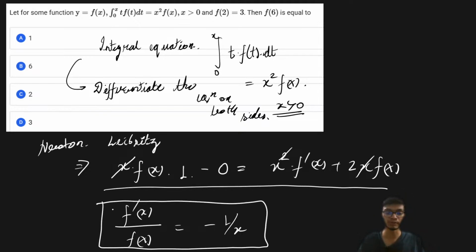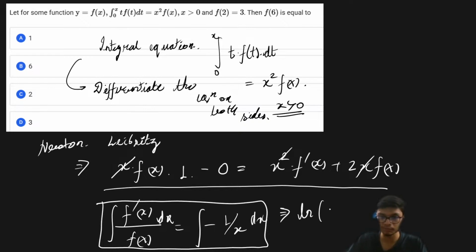Now it is very simple to do this. Just integrate both the sides. If you consider f of x as t, then f dash of x is going to be dt with respect to dx, and I'm integrating. So this is going to give you the solution of natural log of f of x is equal to minus natural log of x plus c.